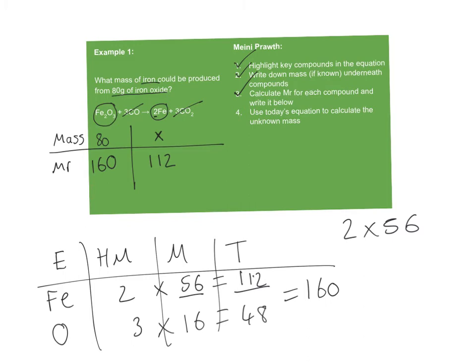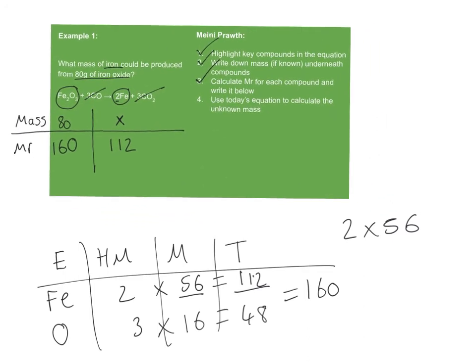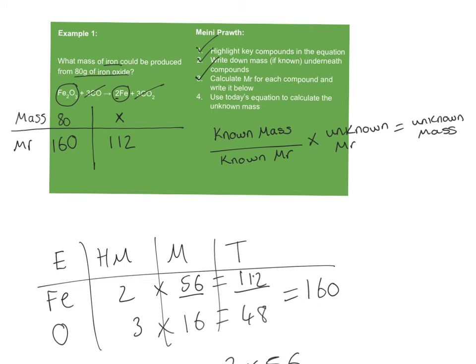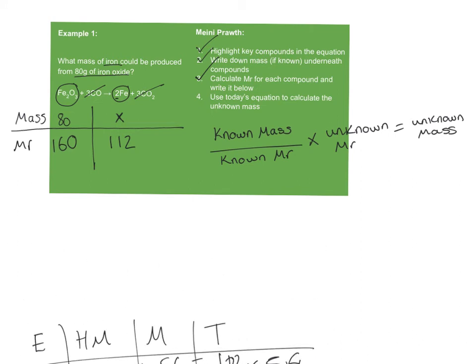Okay, now we need to use another equation. Okay, so the equation is known mass over known MR times by unknown MR, and that gives you the unknown mass. Okay, so that's another equation we need to remember to help us out. So I'm just going to slide that away.